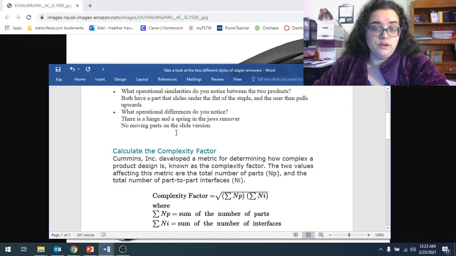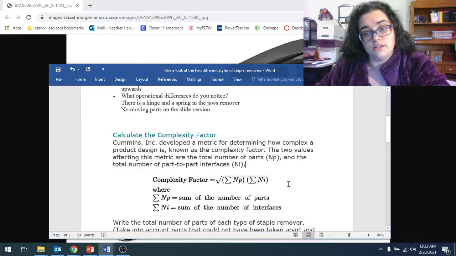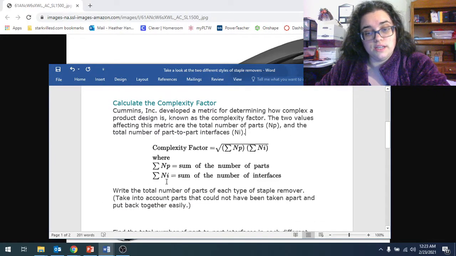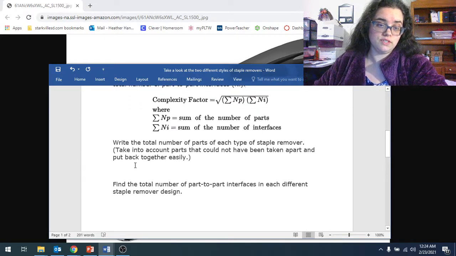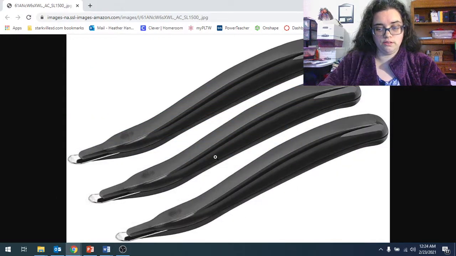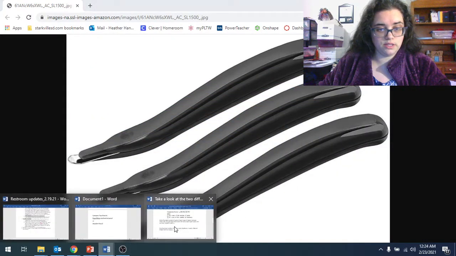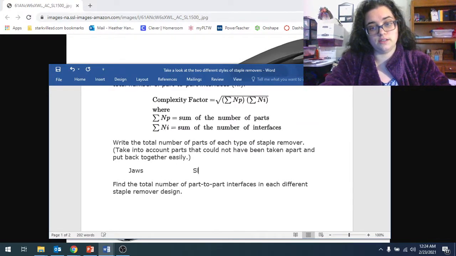And here's a little note about calculating the complexity factor. Cummins Incorporated developed a metric for determining how complex a product design is, known as a complexity factor. And here are your values and your sums. So write the total number of parts in each type of staple remover. So I'm going to have maybe one for, whoa, why did it just go away completely? I wanted to go down. Okay. The jaws version and the slide version.